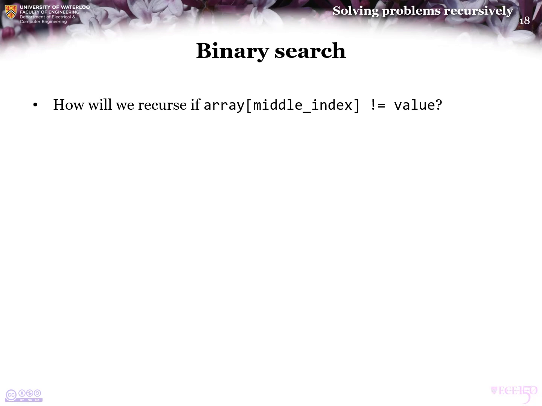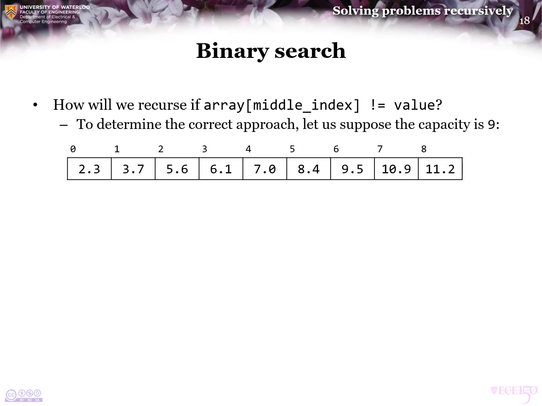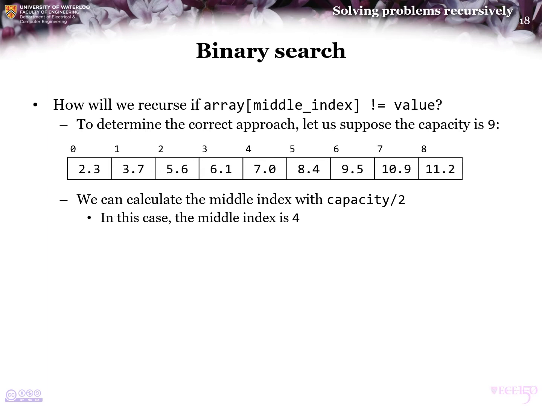In any such case, it always makes sense to look at a concrete example. So in this case, let's just arbitrarily pick this array which has capacity 9. Now, we can calculate the middle index by just calculating capacity divided by 2. 9 divided by 2 in integer arithmetic is 4, and so the middle index is here. So assume that the value we're searching for is not equal to 7.